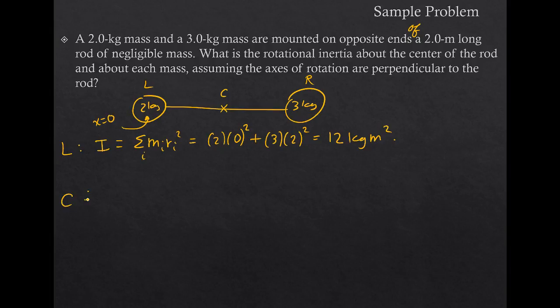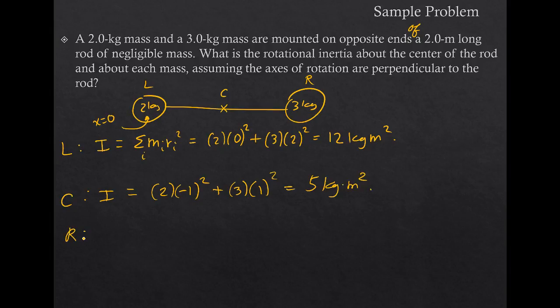In the center, now we would have 2 times -1, that gets squared, and then 3 times +1, and that gets squared. So that's only going to be 5.